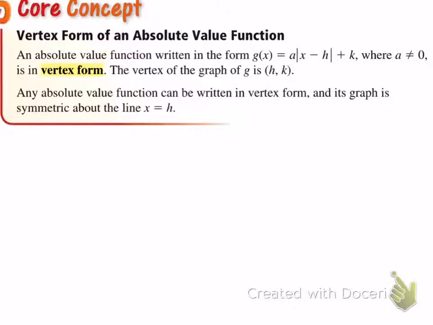All right, vertex form of the equation. So, the vertex form of the equation looks like this: g of x equals a times the absolute value of x minus h, plus k, where a is not allowed to equal 0. This is in vertex form.